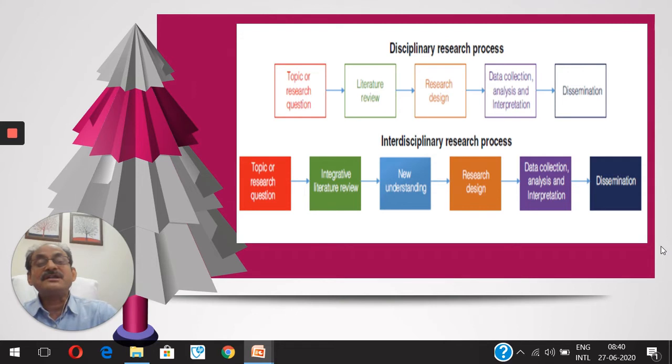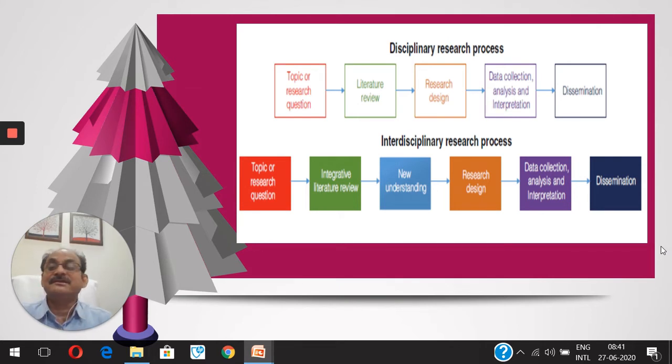But in the interdisciplinary research process, a new thing is added before the research design, and that is called new understanding. The integrative literature review connects to the new understanding, because here you get new understanding. In disciplinary research, we don't get new understanding; you get the same subject knowledge. But when you jump to the interdisciplinary research process, you get new understanding. This is the very important role of interdisciplinary research.